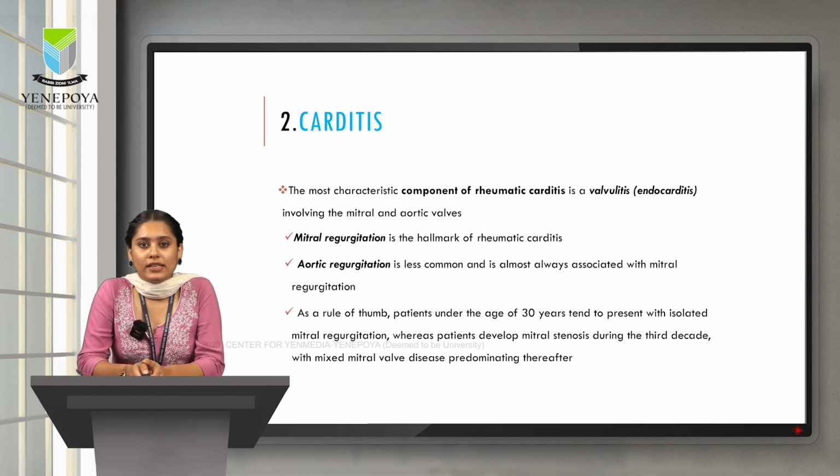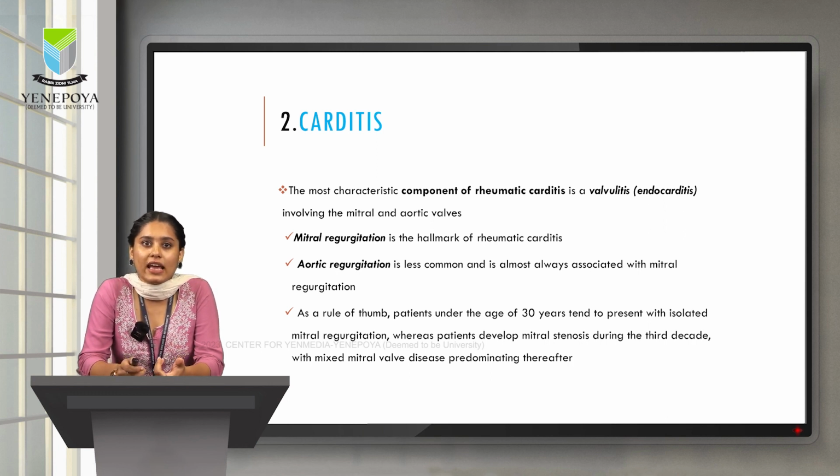The most common characteristic component of rheumatic carditis is valvulitis. Valvulitis is nothing but the valves being affected. So what happens when the valves are affected? As I have already mentioned, the mitral valve is very commonly affected, more than the aortic, tricuspid, or pulmonary valve. When the valve is affected, it does not allow for proper functioning.